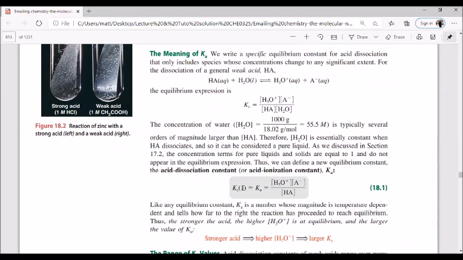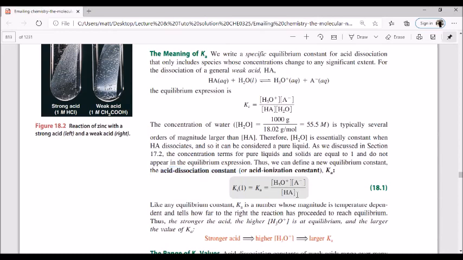So Kc times 1, representing the concentration of water, equals Ka. This is the new equilibrium constant for acid dissociation, which we call the acid dissociation constant, Ka. So here we talk more about Ka, not Kc, in the equilibrium of an acid. A stands for acid. Ka equals the hydronium ion concentration times the concentration of A minus, divided by HA.